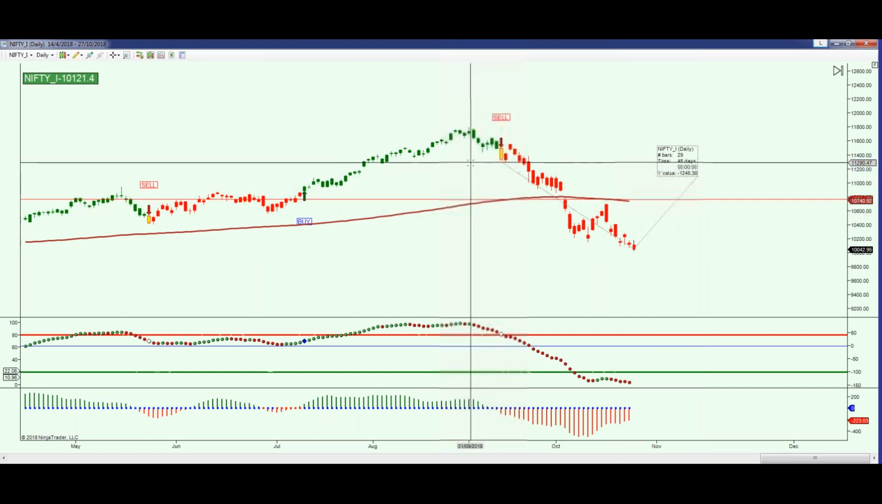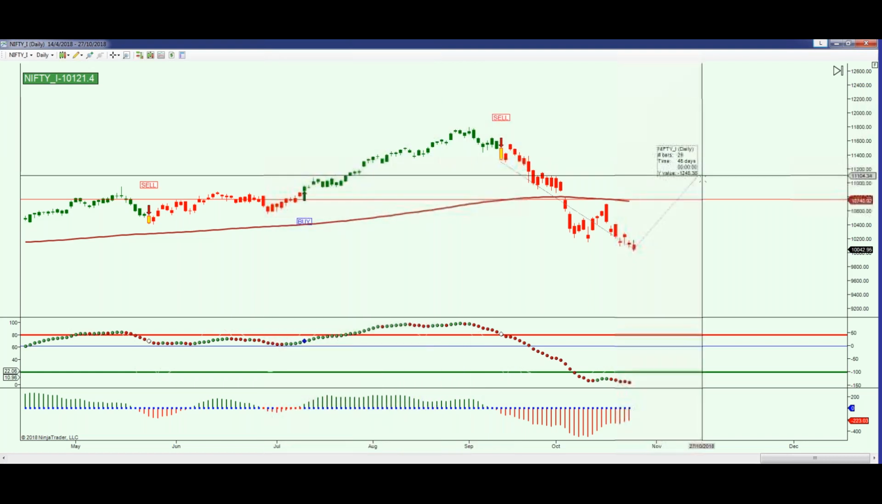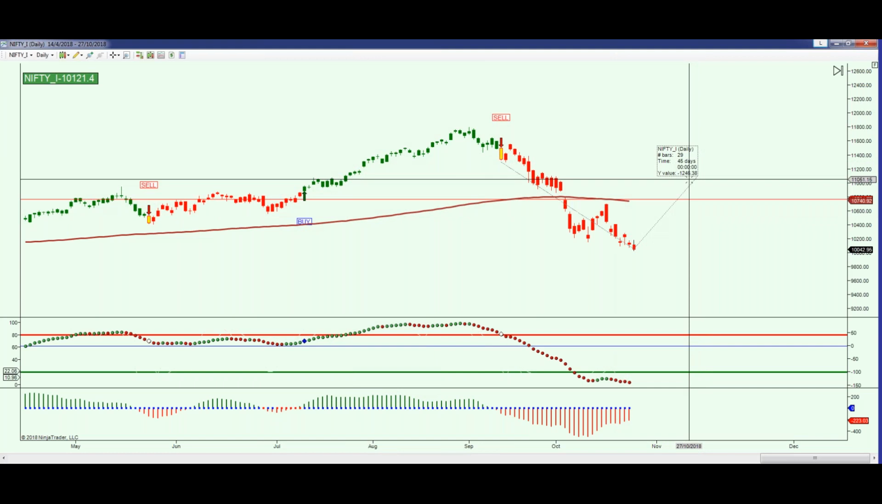Now my entry was 11,318. And my yesterday's closing price was 10,042. I'm just approximately rounding it off. So I have roughly made around 1,276 points. So the Y value, what you are seeing here, that is your total number of points that you have gained. Let's say 1,246 points.